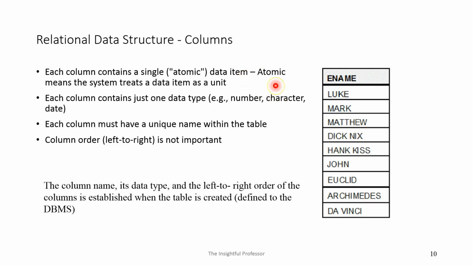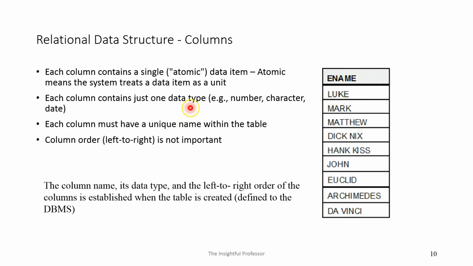So an atom was considered at one time to be the smallest unit of data. It was non-decomposable. And that's where the term atomic comes from. So that's the idea of what we have here. We're treating this unit of data as one chunk.